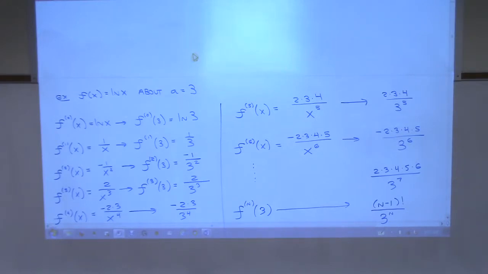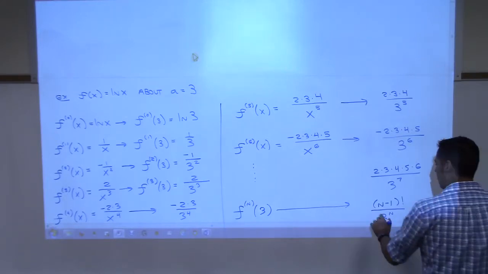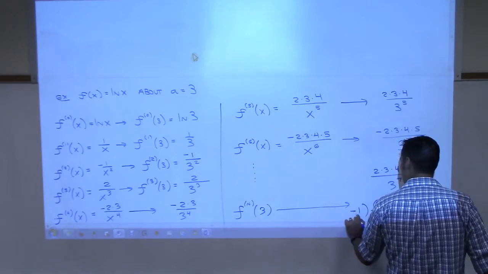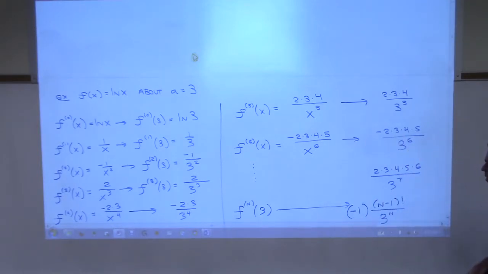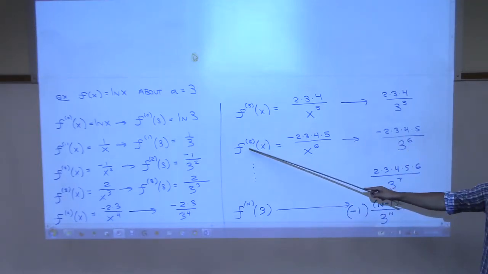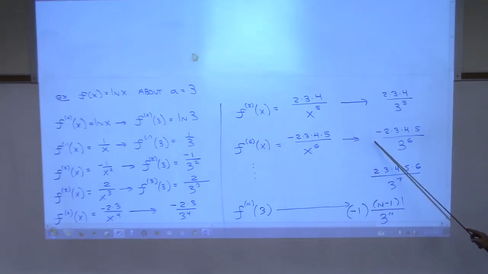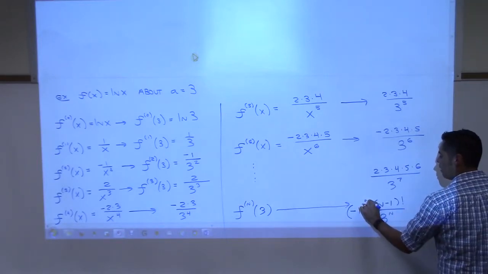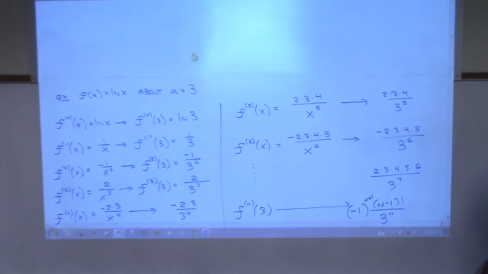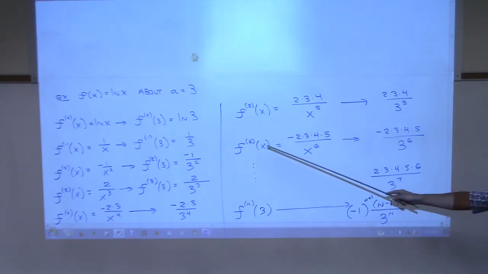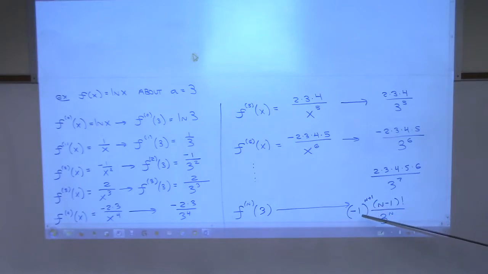So how can I do the alternating? You should have some sort of negative 1, and I need all the even derivatives to be negative and all the odds to be positive. So what am I going to use there? N plus 1. So if I plug in 6, this is going to be to the 7th power.